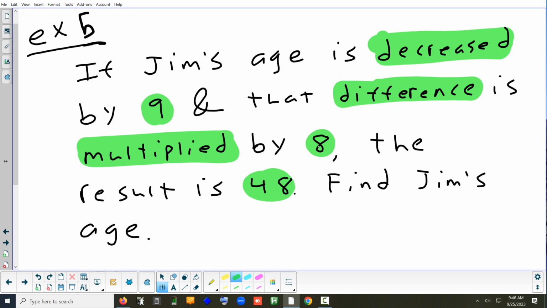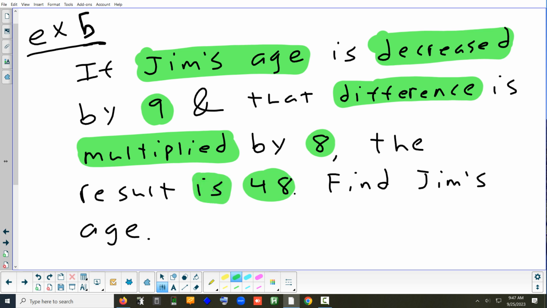But what else is important? Jim's age. That's a variable, so there's the variable in the whole thing. And there's one more word that's important here: if you didn't have this word, you wouldn't have an equation. Is. The result is 48.